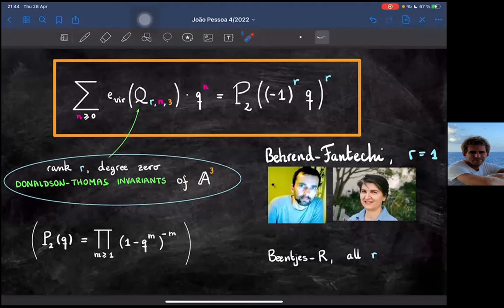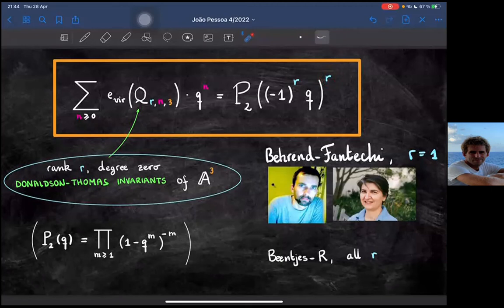So there is not much to explain here. The 3 is the dimension of the ambient space. The r is the rank, it's arbitrary, and degree 0 refers to the fact that we are looking at zero-dimensional quotients. So this is the enumerative formula that we get. It was proved by Behrend and Fantechi for r equals 1, and again improved by my collaborator and myself in general, so for arbitrary rank.